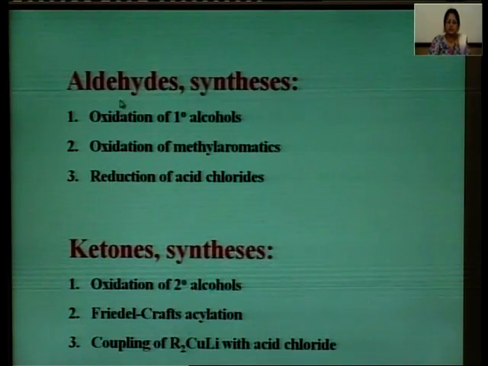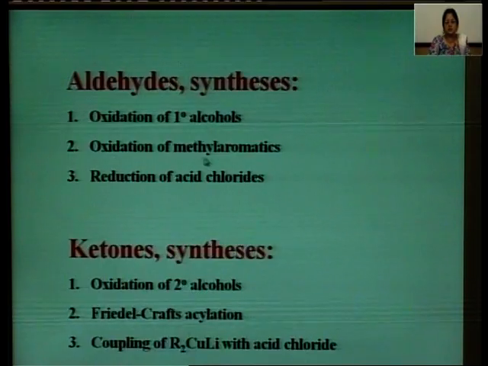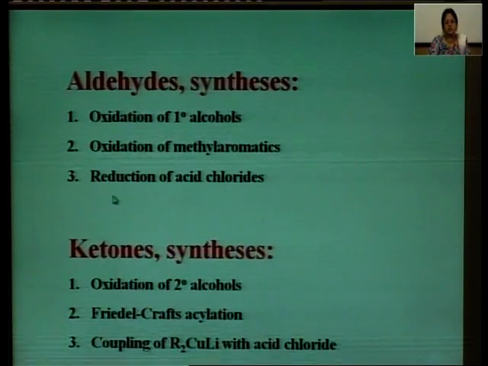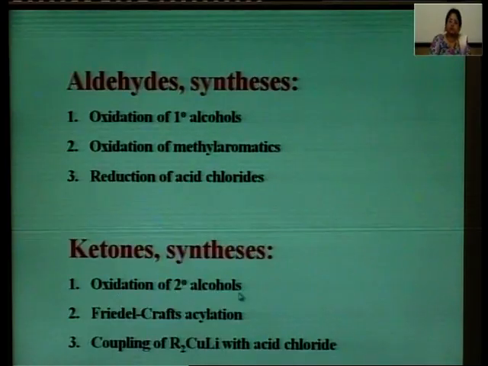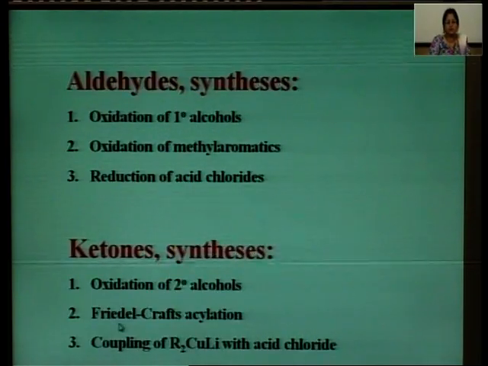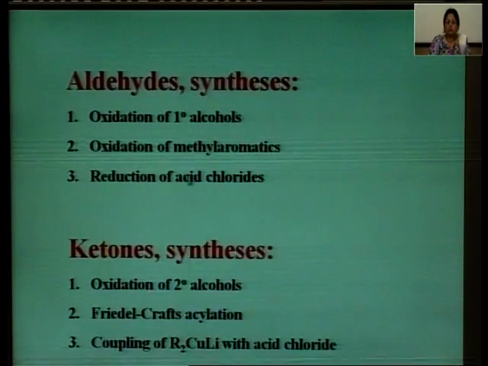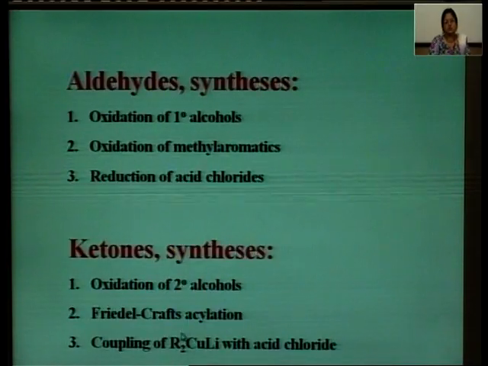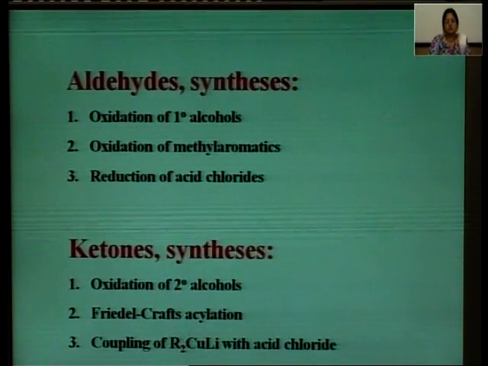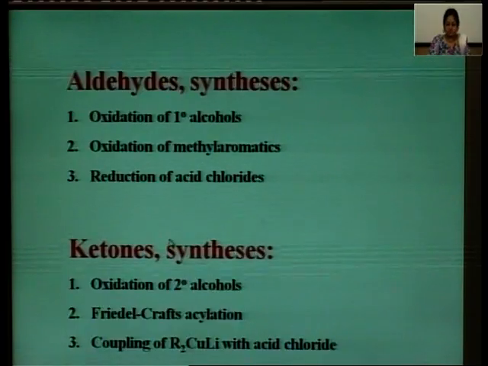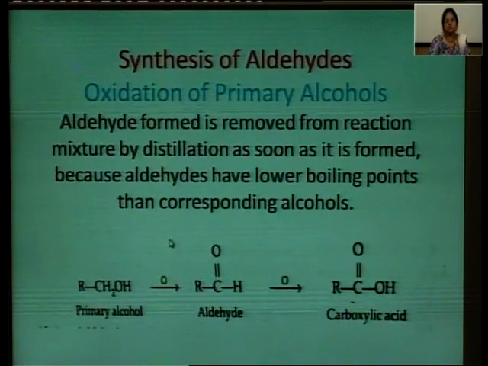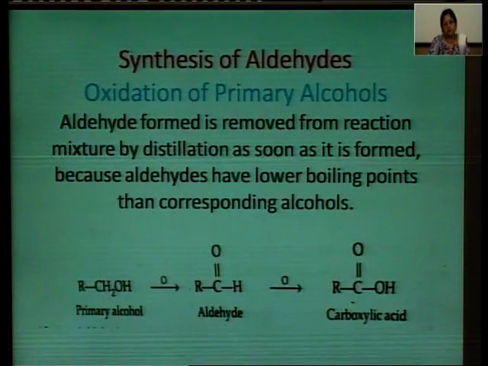The next method for synthesizing the aldehydes is the oxidation of methyl aromatics, and another method is the reduction of acid chlorides. For the synthesis of ketones, we take up methods like Friedel-Crafts acylation and coupling of dialkyl copper lithium with the acid chloride. So, these are the most important methods which are used for the synthesis of aldehydes. Along with these methods, we have certain other methods and we will discuss all the methods for the synthesis of aldehydes and ketones one by one.